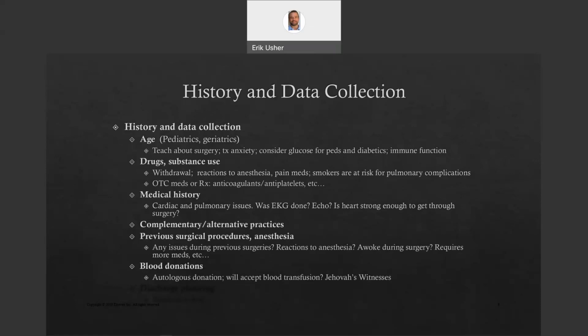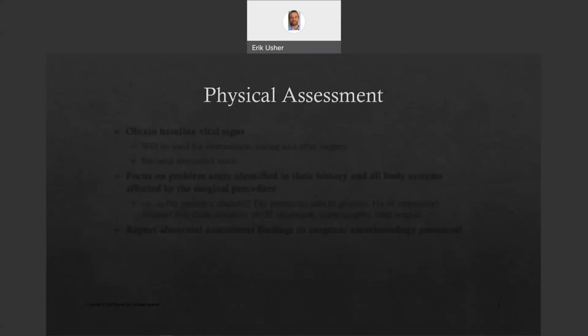Blood donations, are they autologous? Did they donate their own blood? Will they accept a blood transfusion? Jehovah's Witnesses is a religion that notoriously does not accept that. So we need to know that way ahead of time and be alert for that in case that pops up during this procedure. And of course, discharge planning. Discharge planning always starts on admission, and here it starts on the preoperative phase. So it starts on arrival. And that's true with every part of medicine you wind up going into.